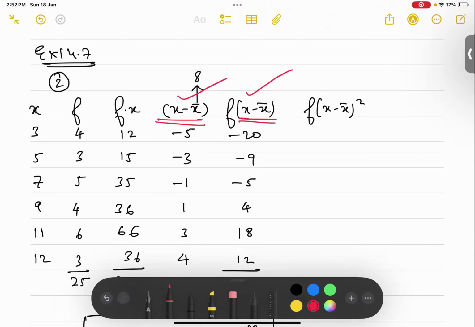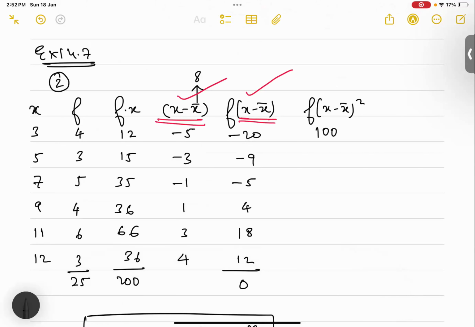Just verify the values. If there is anything wrong, you can tell me. What is the total? 238. You should sit with your calculators. So 238 upon 25. What is 238 upon 25? 9.52. So this is nothing but V. What is the meaning of V? Variance. The second central moment is always the variance.